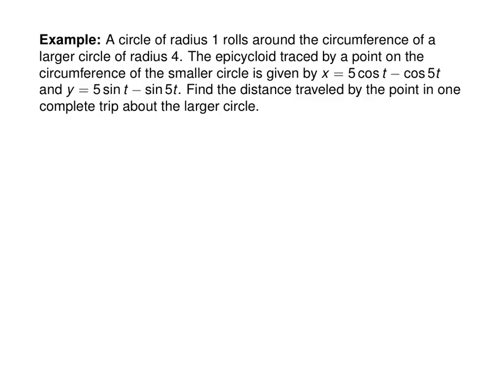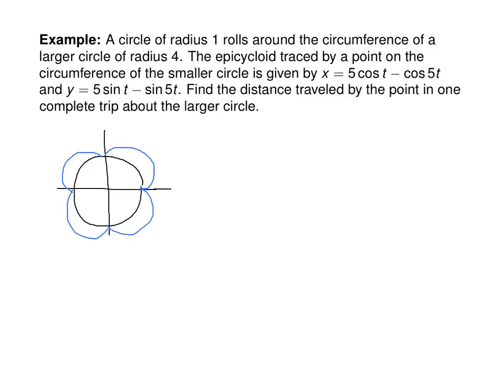A circle of radius 1 rolls around the circumference of a larger circle of radius 4. The epicycloid traced by a point on the circumference of the smaller circle is given by these equations. Find the distance traveled by the point in one complete trip around the larger circle. This ends up producing something that looks kind of like a flower. So you have a circle of radius 4, and another circle that spins around it, and it produces this sort of like 4-petal flowery shape.